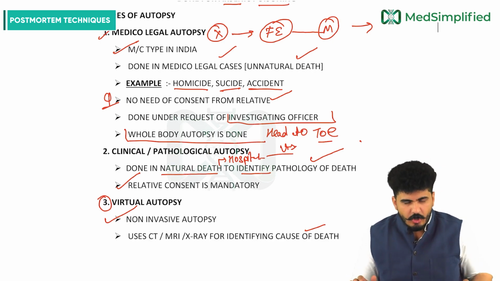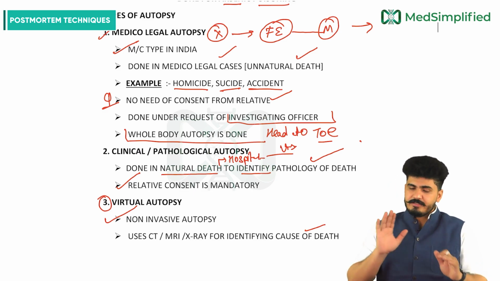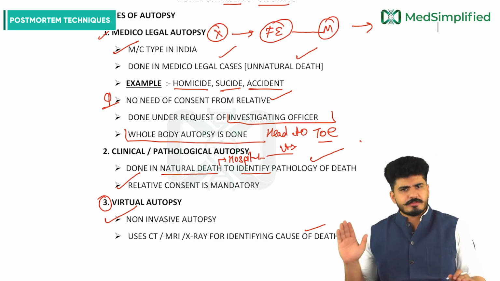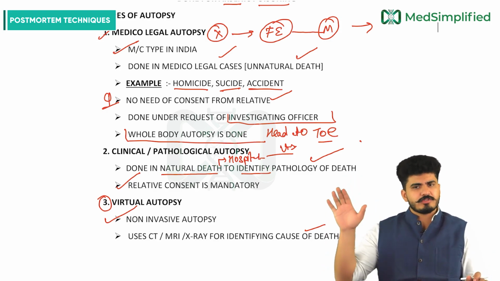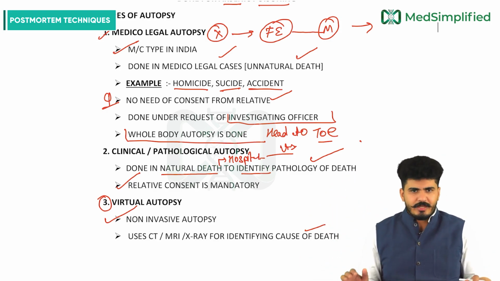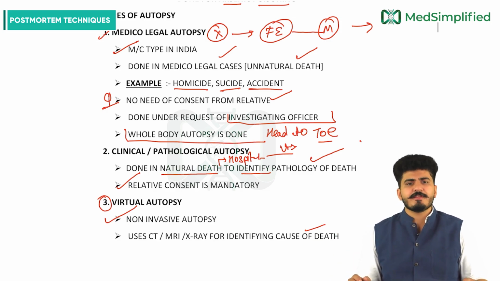Relative consent is not required. Then clinical or pathological autopsy, where relative consent is required. The cause of death was natural. They know the disease was there, but just to prove the cause of death, they need to do the autopsy. Virtual autopsy, where whole body imaging is done, my dear friends.